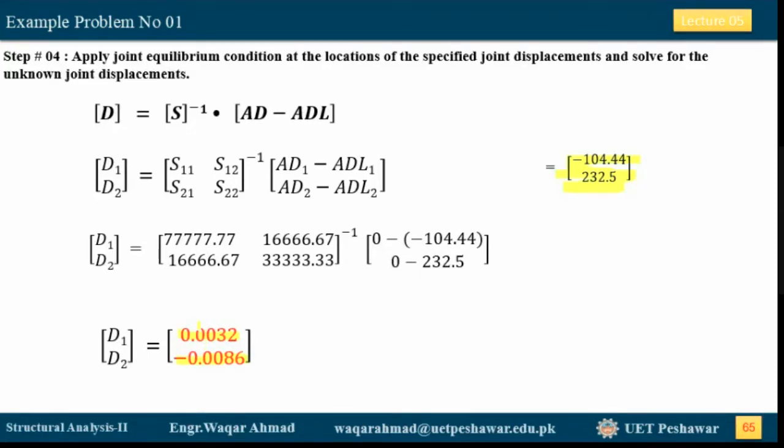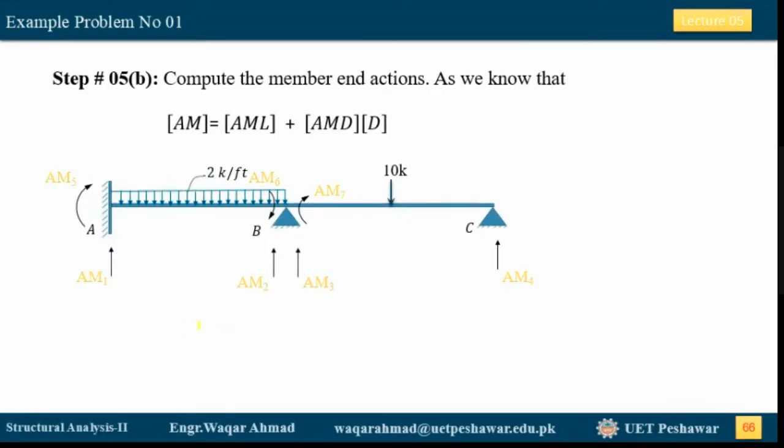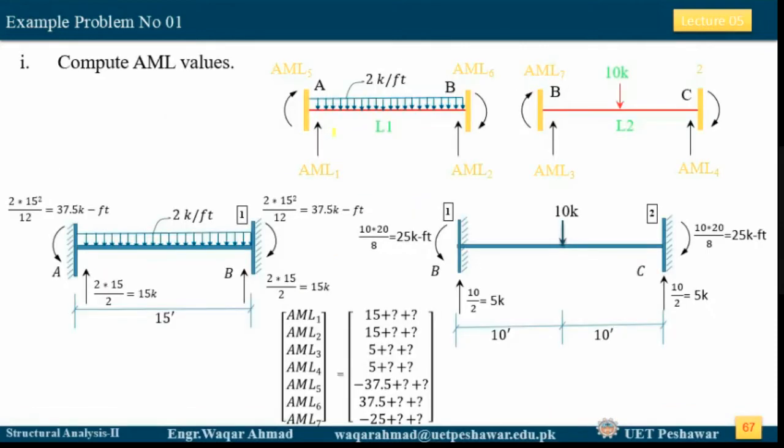Now we need to put these values here in this equation to find the member end actions. These are our specified member end actions: AM1, AM2, AM3. AM2 is just to the left of this support, AM3 is just to the right of this support. Similarly, AM4 is here. AM5 is the moment, and AM6 and AM7 are also moments. Now we need to find the values of AML and AMD. We already have the value of D. So what are the values of AML? The AML values are the fixed end actions.